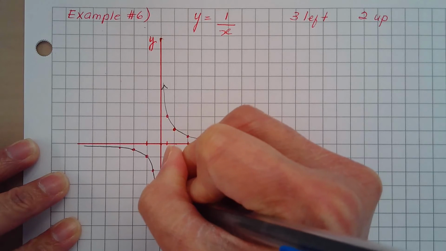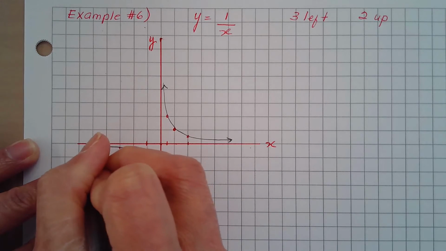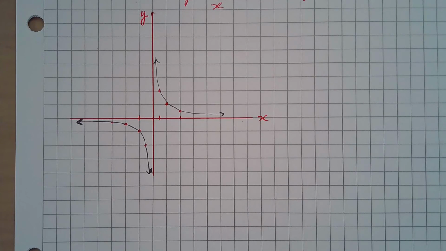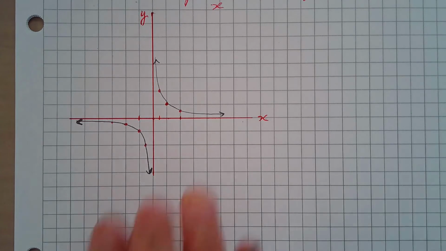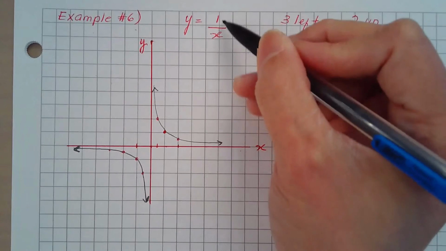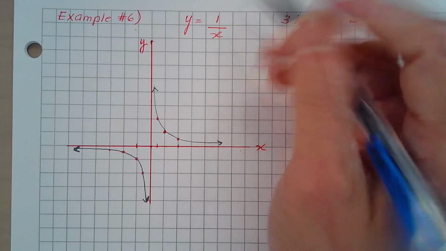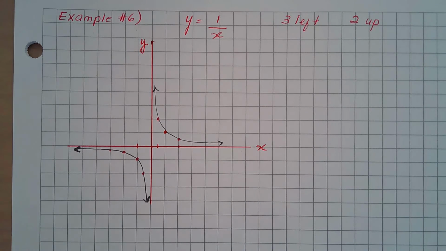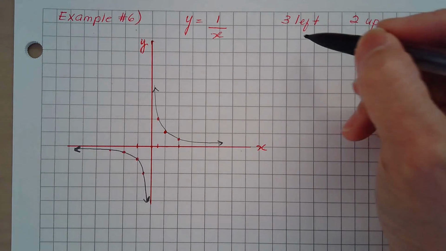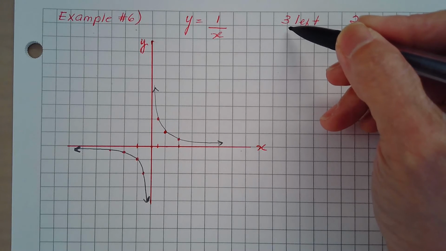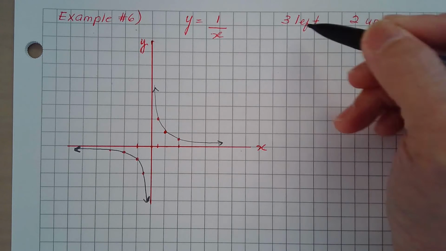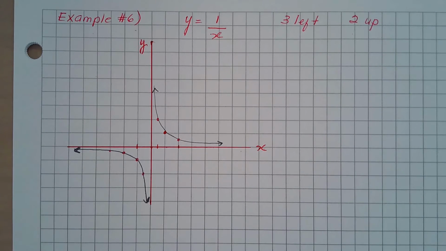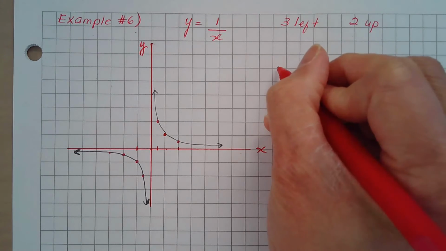You guys are probably getting really comfortable with the graph. It takes practice, right? So this is what this function looks like. It's a very specific function. The function is 1 over x. Now, this is what we're going to do. We're supposed to move the graph 3 units to the left and 2 up. So what would that look like?